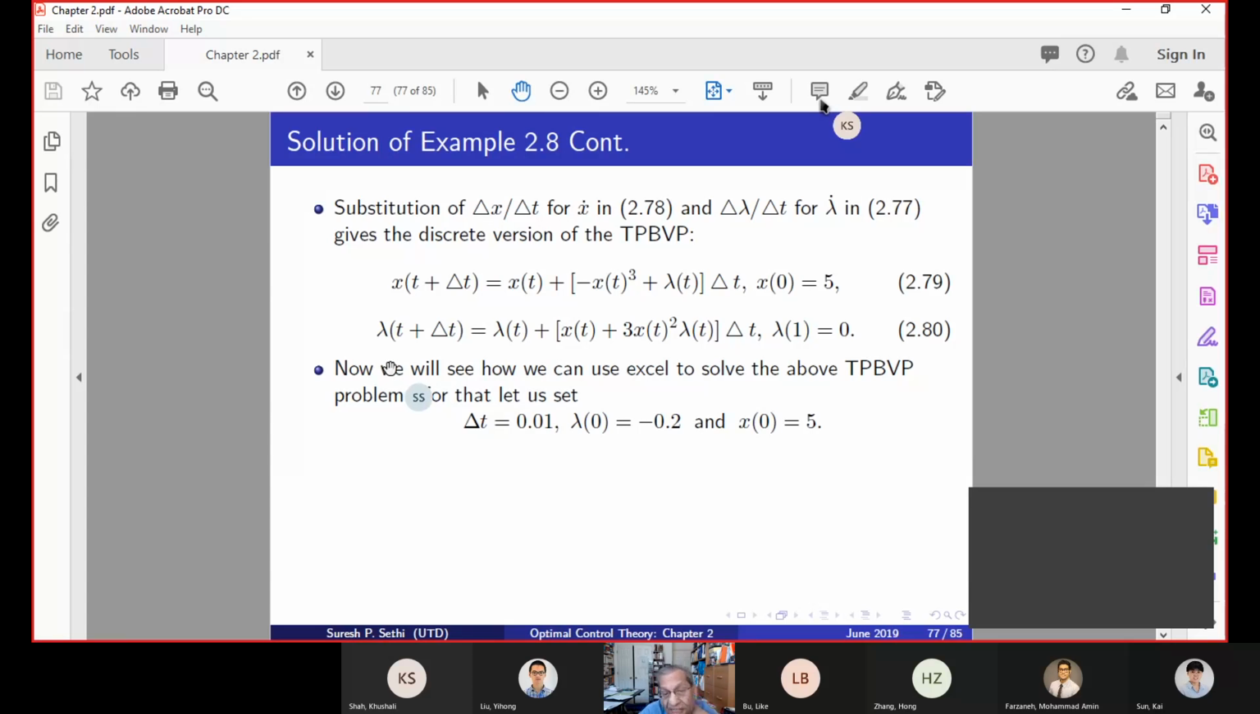Again, that's bootstrapping, right? You begin with delta t, then 2 delta t, then 3 delta t. I keep going until I get to 1.